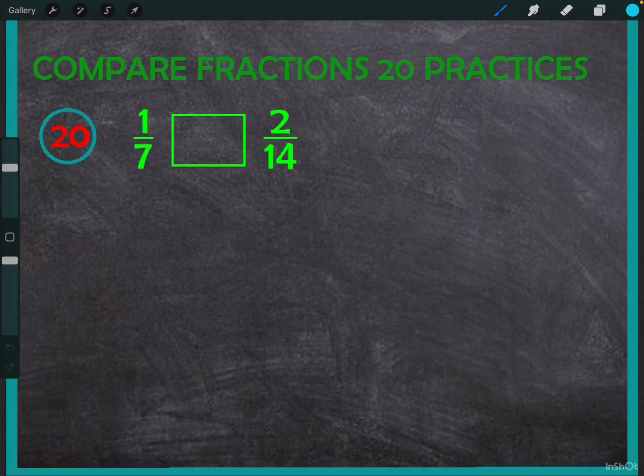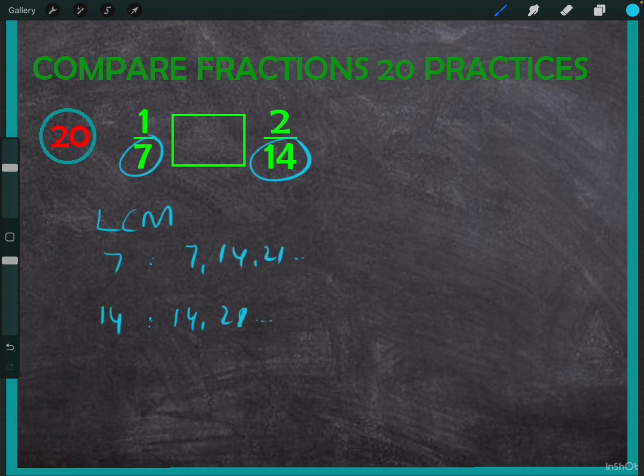Practice 20, we have the two fractions 1 over 7 and 2 over 14. These two fractions have different denominators, 7 and 14. To compare them, we must find the LCM, least common multiple, for 7 and 14. The multiples of 7 are 7, 14, 21. The multiples of 14 are 14, 28, etc. We see that 14 is the least common multiple of 7 and 14.